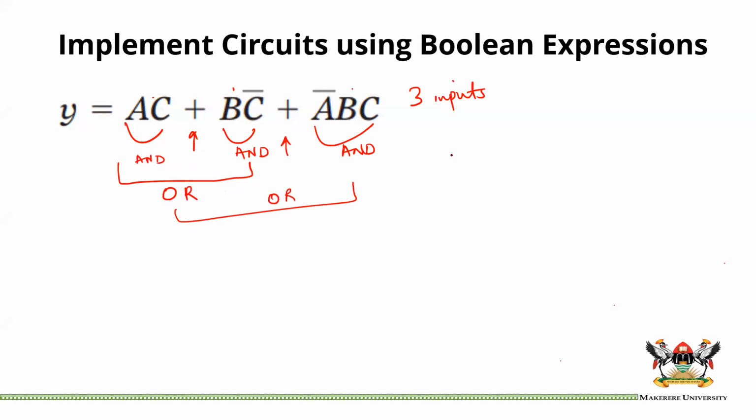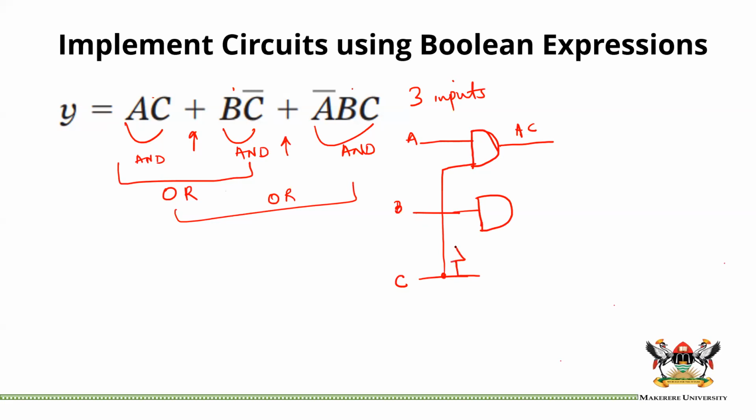Okay, so let us say that I have A, B and C, meaning that I have that one. So this gives me AC. Then for B, I need another AND gate, and this is C, that is B. So the other input should go through an inverter to give me C inverse, meaning that is B, C inverse.